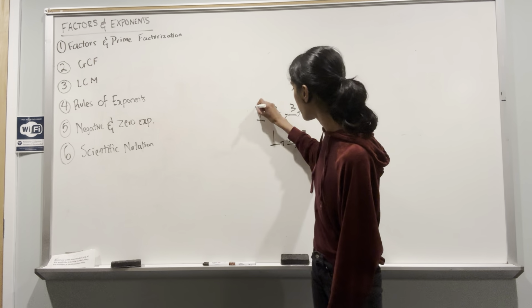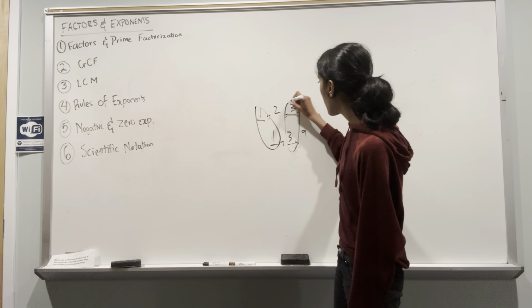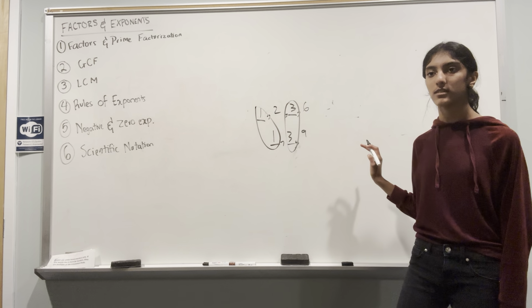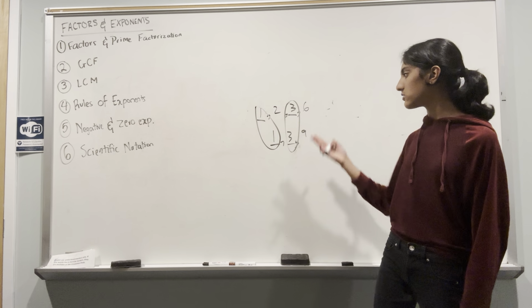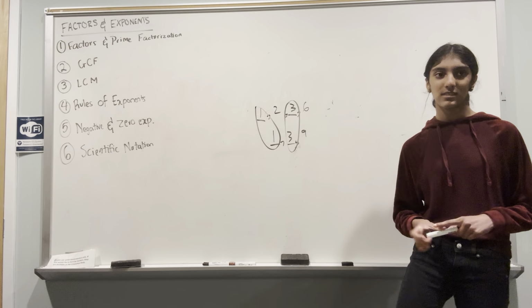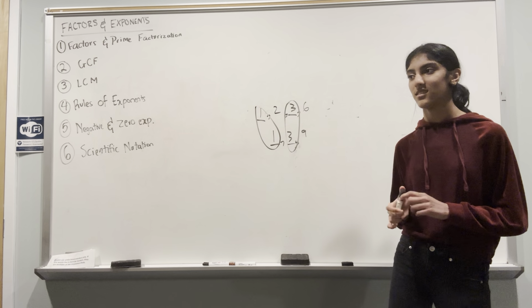So I find it helpful to circle the common factors and then just go down the list and see which one's the greatest of them all. So the GCF of these two digits is 3. Does that make sense to everyone?